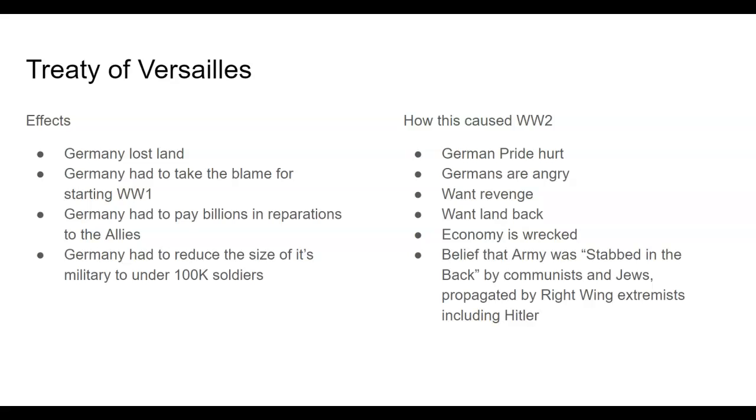So how does this lead to World War II? German national pride is hurt. A lot of Germans are angry. They want revenge. They want their land back. Their economy is wrecked by the reparations and later the Great Depression. And this begins to generate this belief that the army and really the German people as a whole were stabbed in the back by communists and especially Jews. And this is propagated by right-wing extremists, including and probably most importantly Adolf Hitler.